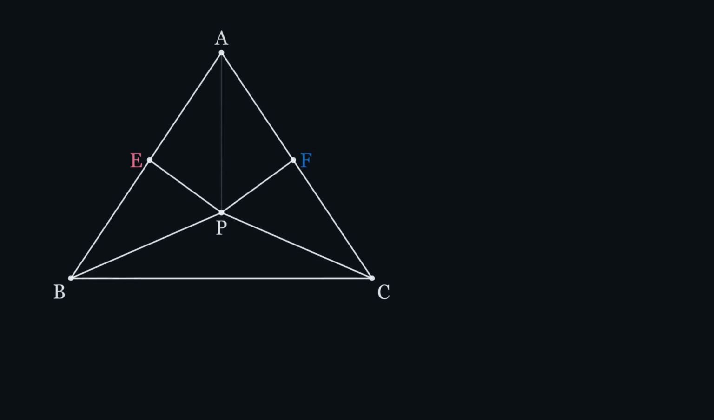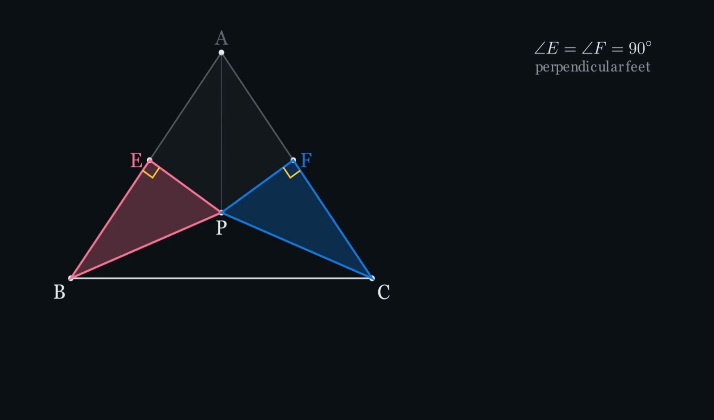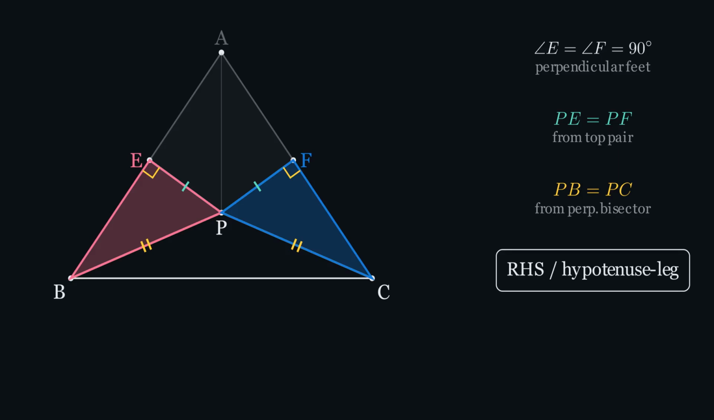Now the bottom pair. Look at triangle PEB on the left and triangle PFC on the right. Same game. First, both have a right angle at E and at F because those were perpendicular feet. Match 1. Second, remember PE equals PF. We just proved that from the top triangles. Match 2. Third, remember PB equals PC. That came from P living on the perpendicular bisector. Match 3. So now I've got two right triangles with a matching leg and a matching hypotenuse.